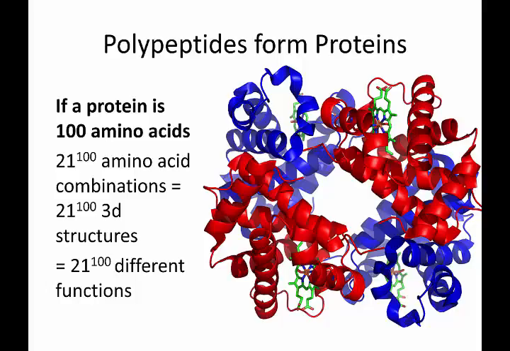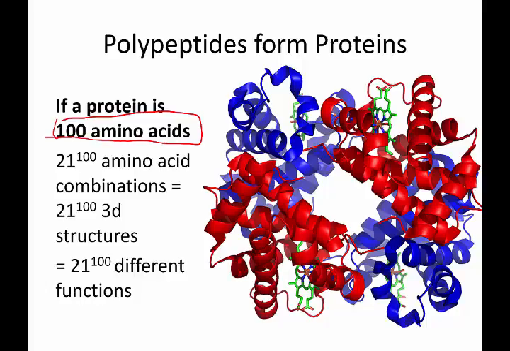So there are an enormous amount of different types of combinations of amino acids. And this is assuming that a protein is only 100 amino acids long. Some proteins can be much, much longer than that, so there can be many, many different combinations there. Just like we'd have 21 to the 100 different amino acid combinations, we would expect about 21 to the 100 different 3D structures. And again, the 3D structure determines the protein's function. So 21 to the 100 different 3D structures means 21 to the 100 different functions.